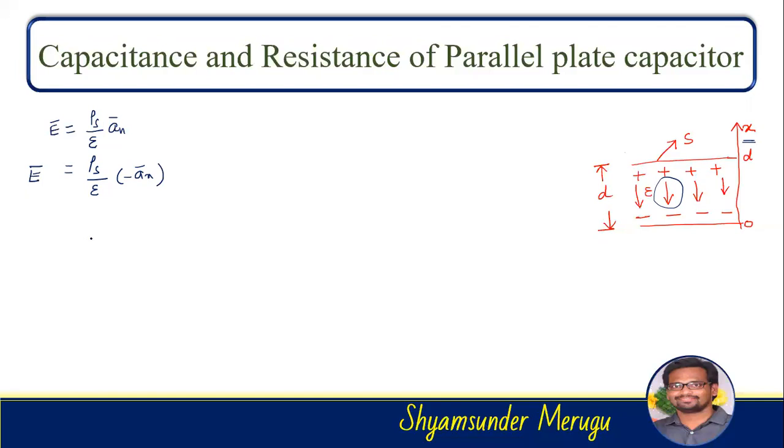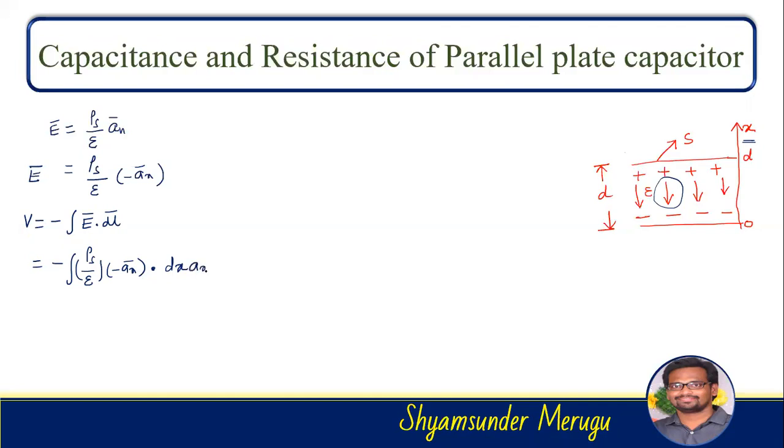Now the fourth point is by using V equal to minus integral E bar dot dl bar, we have to find the expression of V. So here minus, then integration, E bar we already obtained, that is rho s by epsilon, then minus of ax bar, then dot, the dl bar will be written in terms of the Cartesian coordinate system to match this one.